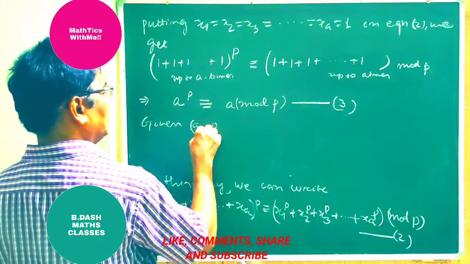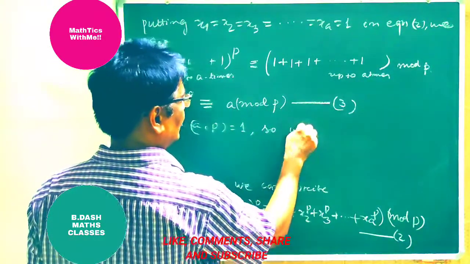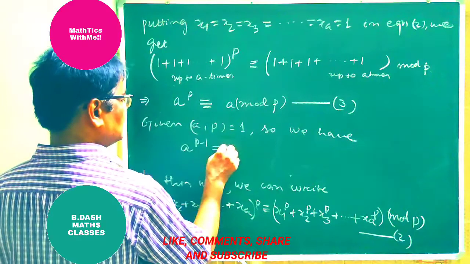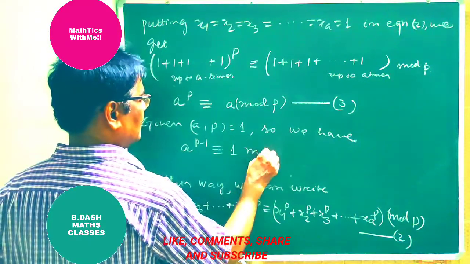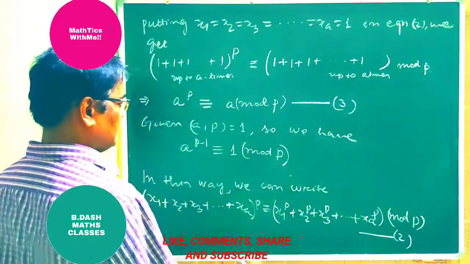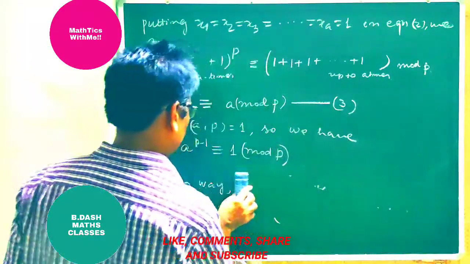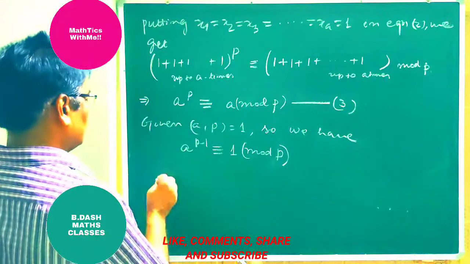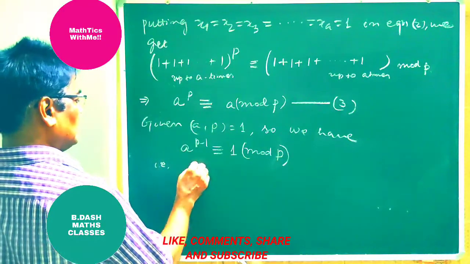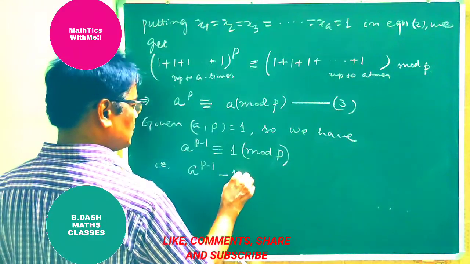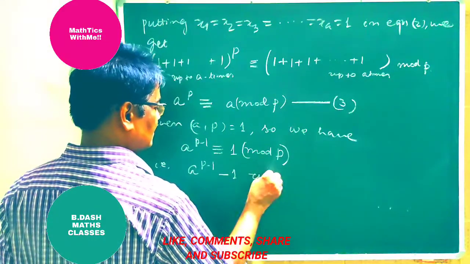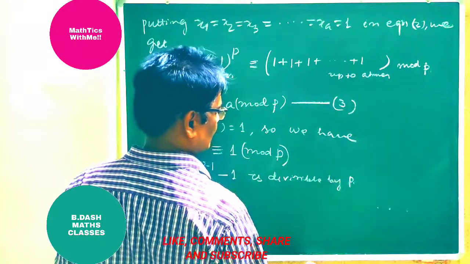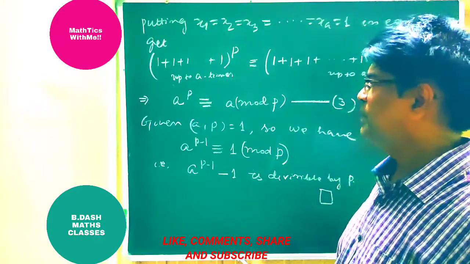Given the greatest common divisor of a and p is 1, so we have a to the power p minus 1 congruent to 1 mod p. That is, a to the power p minus 1 minus 1 is divisible by p. Proved. So the theorem is now proved.